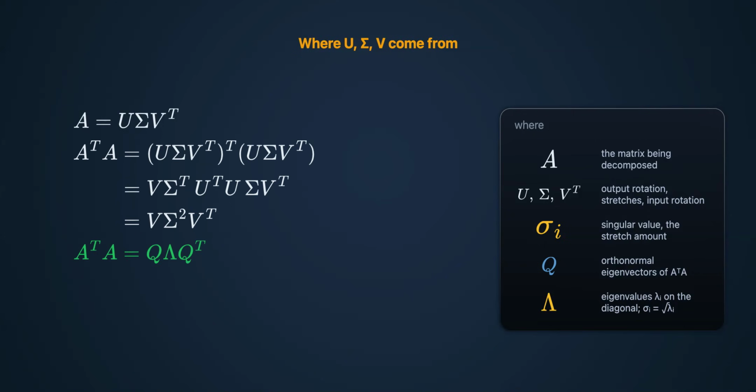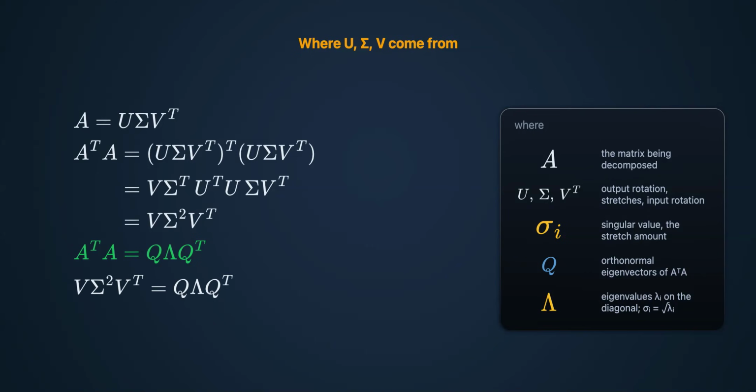Now the one outside fact, the spectral theorem from last lesson. A transpose A equals its own transpose, so it is symmetric, and the spectral theorem promises every symmetric matrix factors as Q lambda Q transpose, Q a set of perpendicular unit eigenvectors, lambda its eigenvalues, all real and never negative.